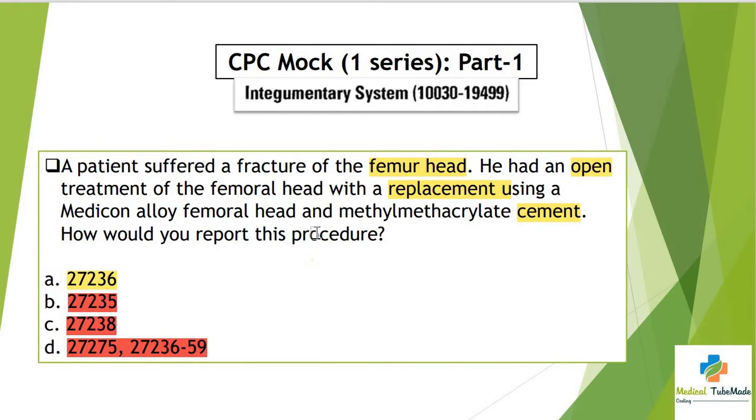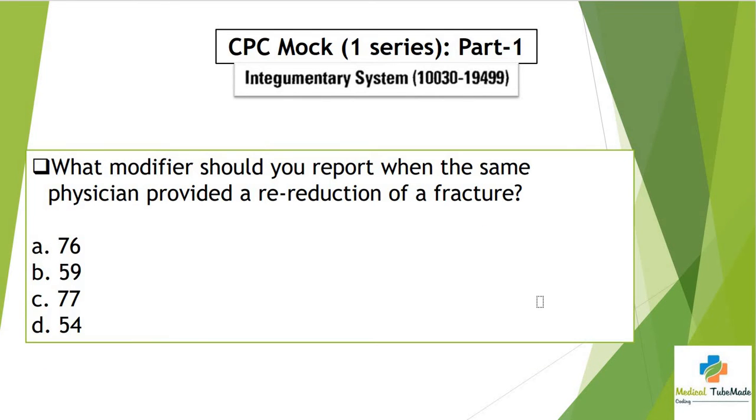I hope you guys understood. So we will jump into the next question. So guys, question is, what modifier should you report when the same physician provided a re-reduction of fracture? First of all, they ask for a modifier and then re-reduction of the fracture. So re-reduction means repeated, subsequent. Here you can see the same physician. They have mentioned the same physician has provided. So the options are 76, 59, 77 and 54.